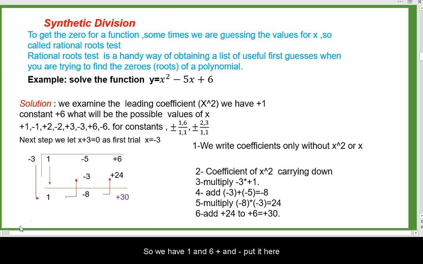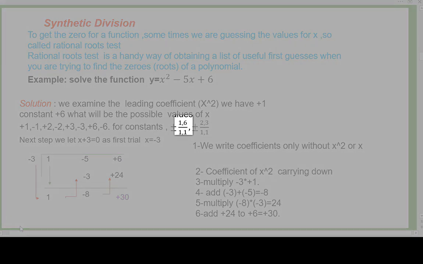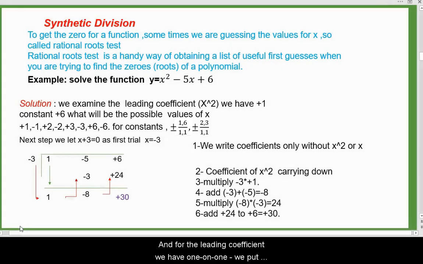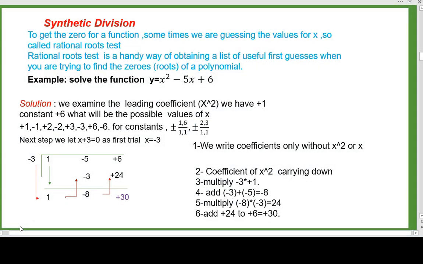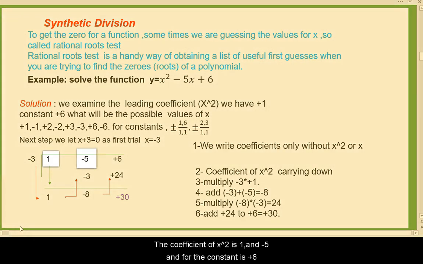So we have the factors of 6, plus and minus, which we put in the numerator. For the leading coefficient, we have 1 and 1, plus and minus, which we put in the denominator. The candidates are plus or minus 1, 6, 2, and 3, divided by the leading coefficient 1. Now we proceed to make the synthetic division. We write the coefficients only, without the x squared or x. The leading coefficient is 1, we put it here, and the minus 5 here, and the constant plus 6 here.